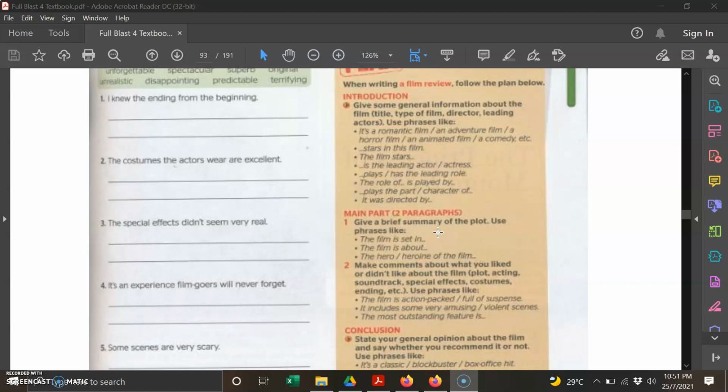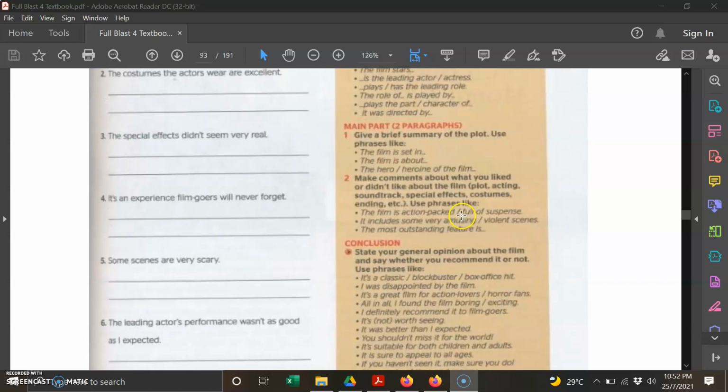Okay, next one. It includes some very amusing scene. Ia mengandungi sebahagian adegan yang menarik, or violent scene. Violence means ganas. And lastly, the most outstanding feature is ciri-ciri yang paling penting ialah, the most outstanding feature is the costumes worn by the actors and actresses in the movie.